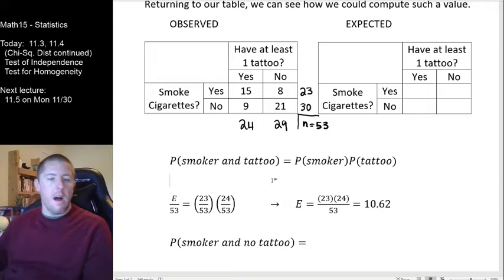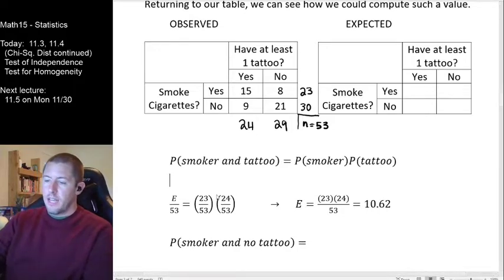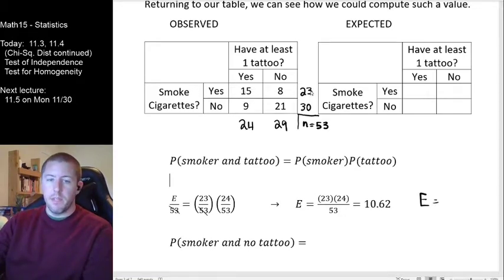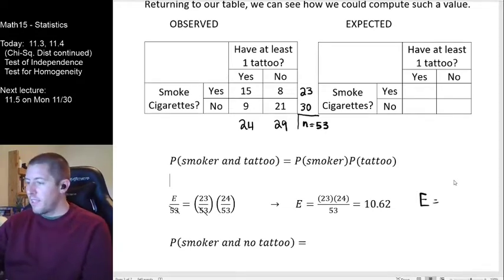So notice algebraically here, to solve for E I'm going to multiply both sides of my equation by 53. That's going to cancel that 53 with one of those right there. And you can see that what we're left with is 23 times 24 divided by 53. And very importantly, notice that in general, our expected count here, what was 23 in reference to that cell? It was the row total associated with it. What was 24 relative to that cell? It was the column total associated with that cell. And what was 53 here? It was the total, right? So I like to think about this as the row total times the column total.